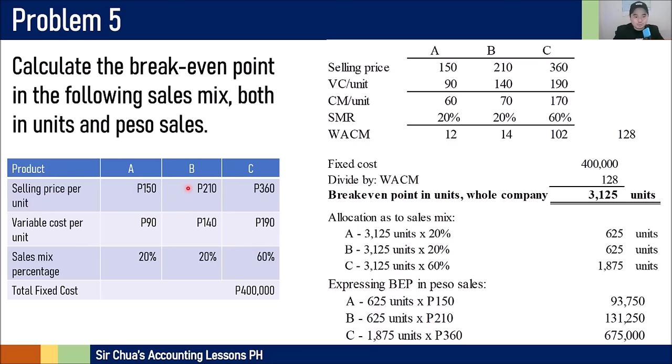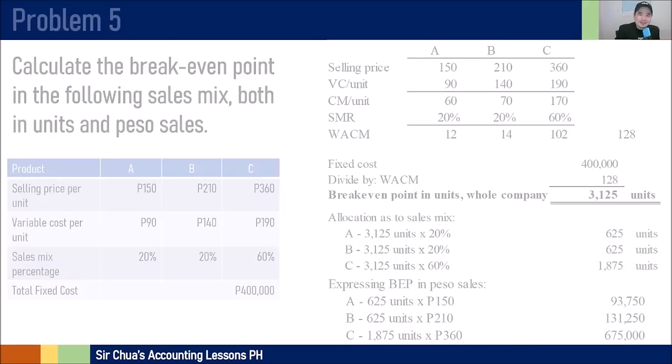So dapat daw po ang sales level mo to break-even in product A is 93,750. For B is 131,250. And for C is 675,000. And that's how you do your break-even point in a multiple product line setup. Ngayon naman po ang pag-uusapan po natin is your concept of operating leverage.